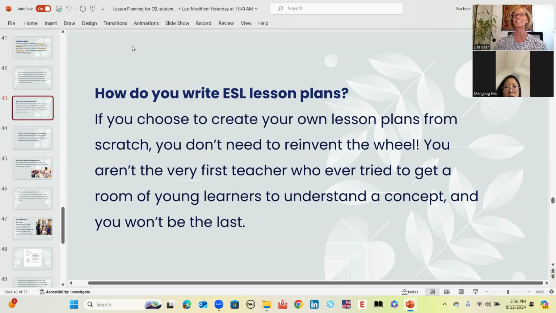And, if you're going to teach colors, then AI, I've never had AI do a lesson plan, but I'm sure they probably do a very good job of it. So you don't need to reinvent the wheel. You aren't the very first teacher who ever tried to get a room of young learners to understand a concept, and you won't be the last.